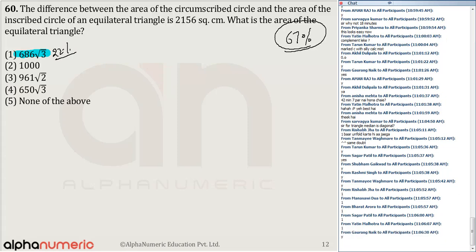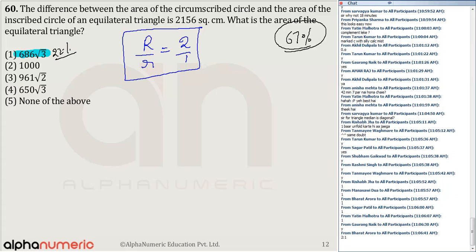We know that the ratio of the circumradius to inradius for equilateral triangles is always in the ratio 2:1. Sabko pata hai na? The ratio of the circumradius to inradius of an equilateral triangle is always 2:1. And it says the difference between the area of the circumscribed circle and the area of the inscribed circle of an equilateral triangle is given to us as pi R square minus pi r square. That difference is equal to 2156.